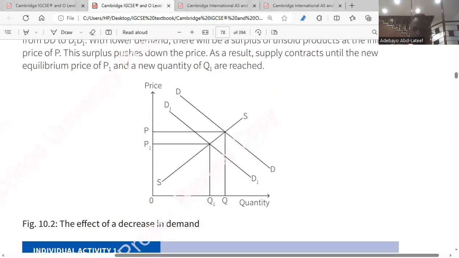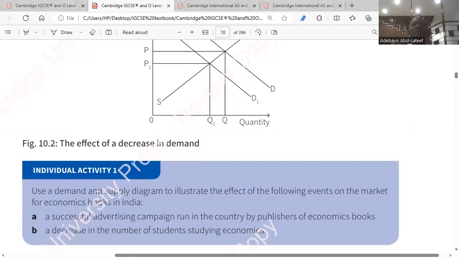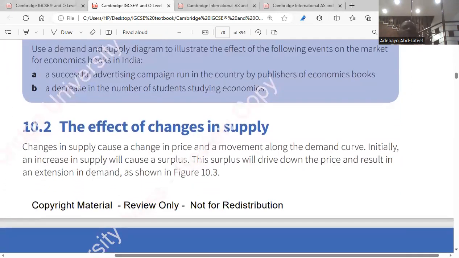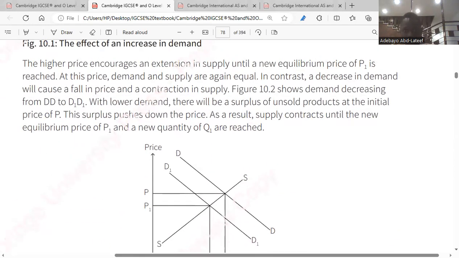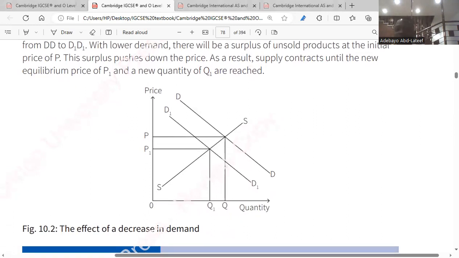So that's about that. So the effect of a decrease in demand. If demand in the market decreases, that means there will be excess supply. Yes or no? Yes. So at that point in time, what will firms do? Firms have to reduce their price from P to P1.